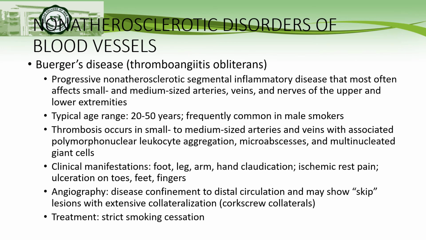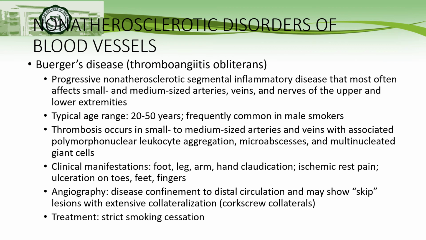Thrombosis occurs in small to medium-sized arteries and veins, and there is associated polymorphonuclear leukocyte aggregation, microabscesses, and multinucleated giant cells. So, clinical manifestations would include foot claudication, leg or arm or hand claudication. Patients may also present with ischemic rest pain, and there may also be ulceration on the toes, feet, and fingers.